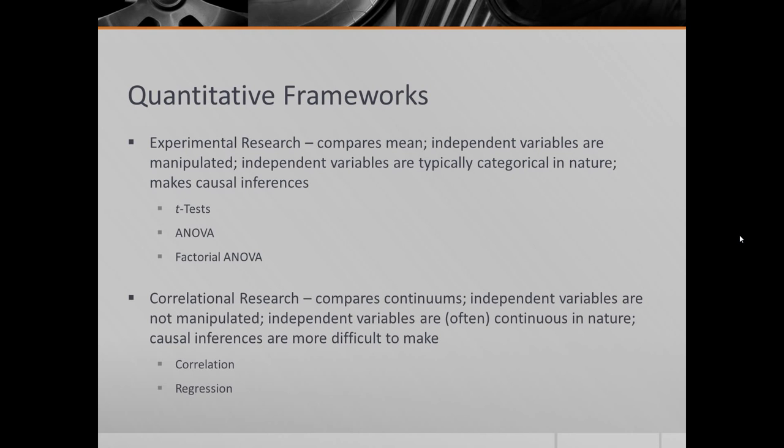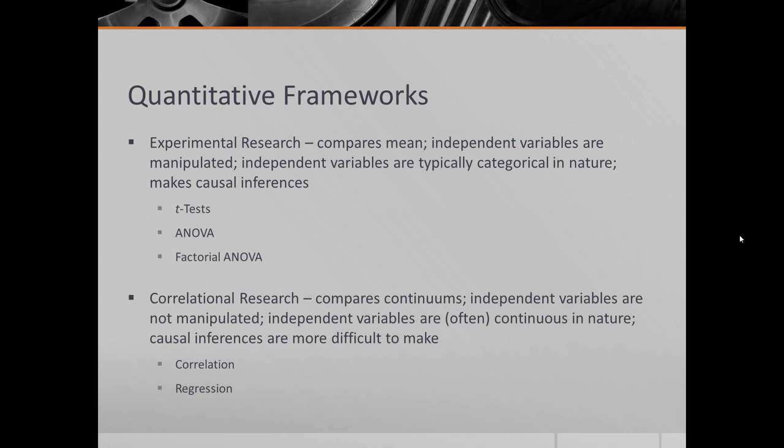Correlational research is comparing continuums. The independent variables are not manipulated. So the researcher is looking for patterns as they exist in the world, and they're looking to see what predicts what, what are the relationships, how can we come up with theories to explain patterns of behavior. But causal inferences either aren't made or they're more difficult to make. It's not that you can't make causal inferences, but it's a lot tougher.